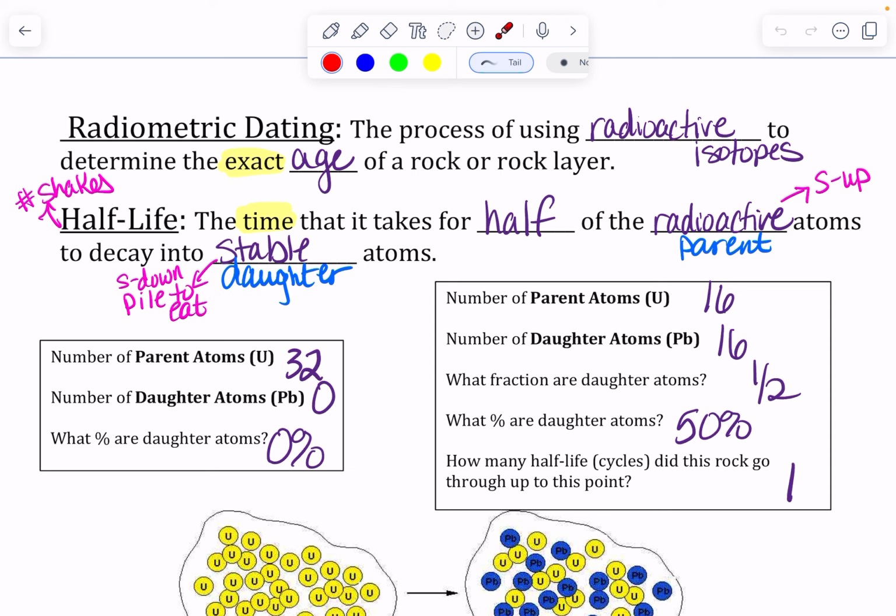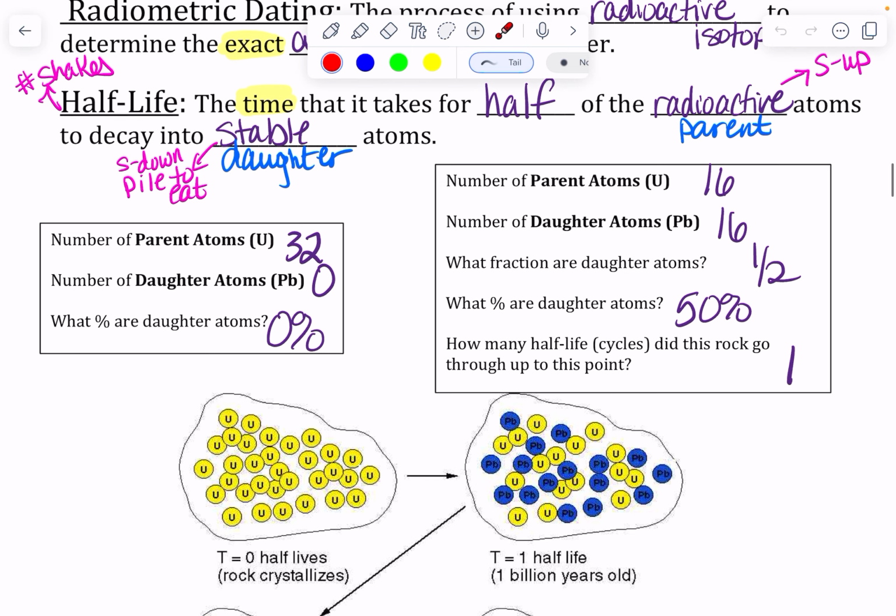So radioactive atoms were our S up that we put back in the cup. And the stable or daughter atoms were what we put S side down in the pile to eat. The difference in a real rock is that those atoms would stay inside that rock. So just like in our sample, it would start off with all radioactive isotopes, except for this white area, which is like the other minerals that would be in the rock.